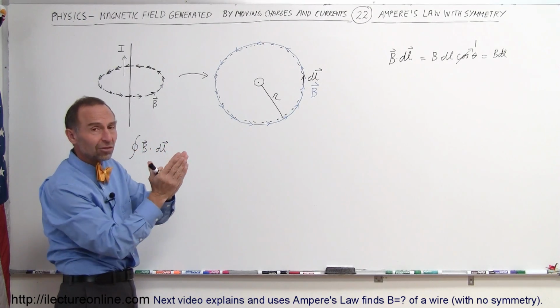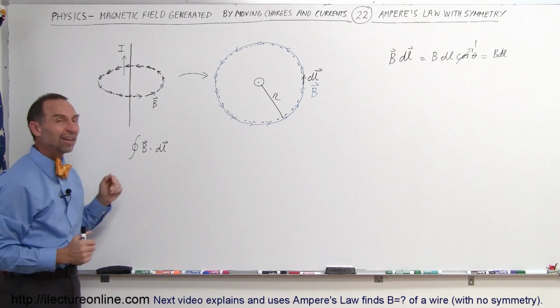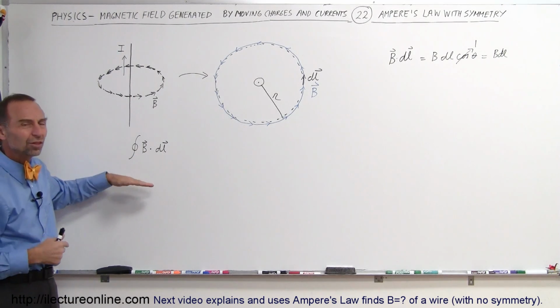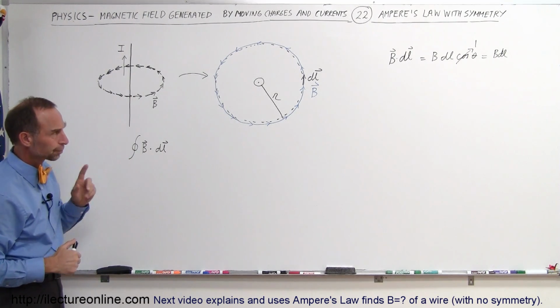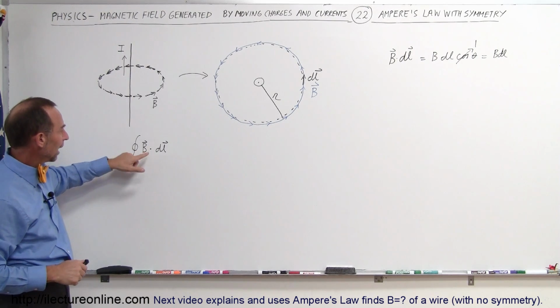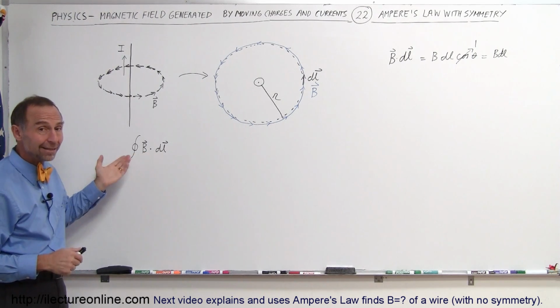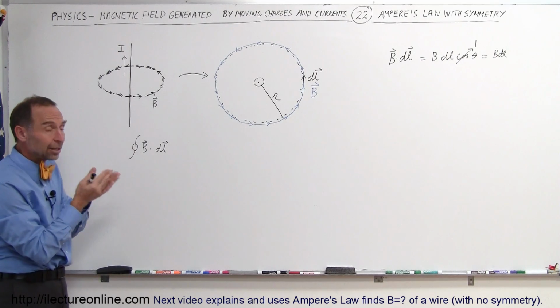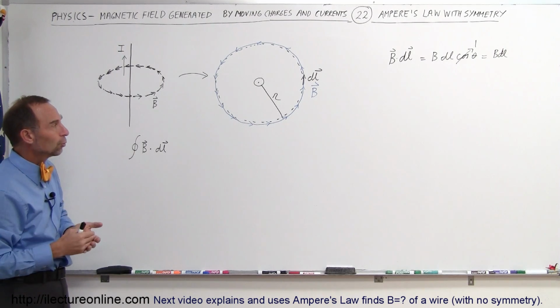The angle between would constantly change, and of course that would vastly complicate that integral, and we'll see that in our next video why that is so. So anyway, we now know that B dot dl is simply B times dl because the angle between them is 0 and the cosine of 0 is 1.